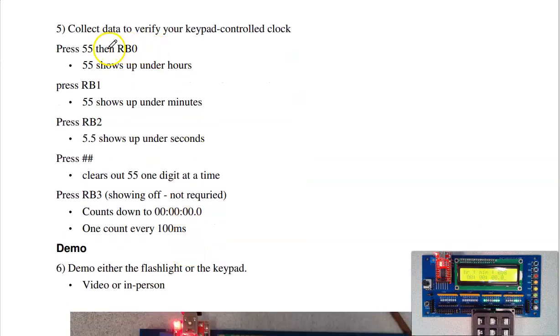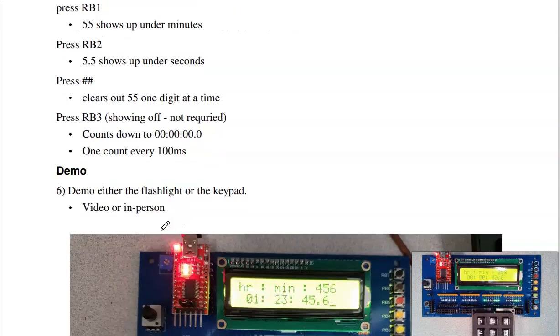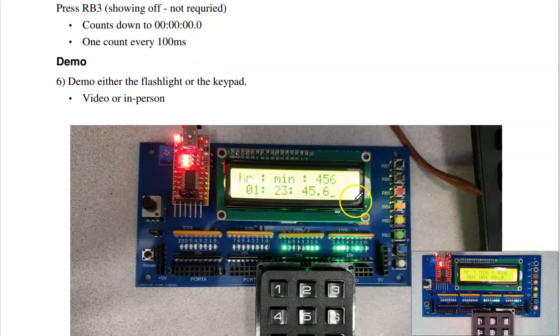To verify, again, check to make sure you meet the requirements. If I hit 55 RB0, that updates hours, minutes, seconds, and clears it. And again, just for fun, this decrements down to 0. In terms of a demo, video shows up a whole lot better. But that is homework set number 4 for ECE 376. Problem 4.